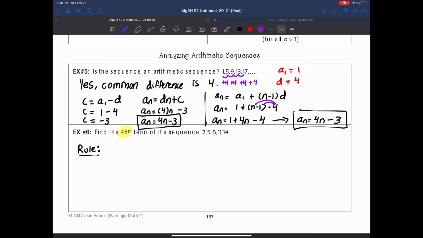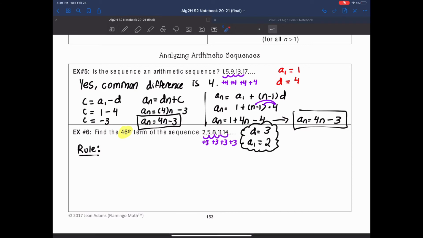Well, in order to write the rule, let's find the common difference. To get from 2 to 5, I have to add 3. To get from 5 to 8, I have to add 3, and so on. I keep on adding 3, so I can clearly see that my common difference is equal to 3. I also know that a sub 1, my first term, is equal to 2. And those are the two things I need to know in order to write the formula.